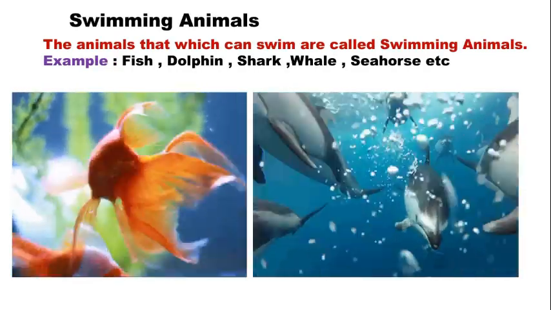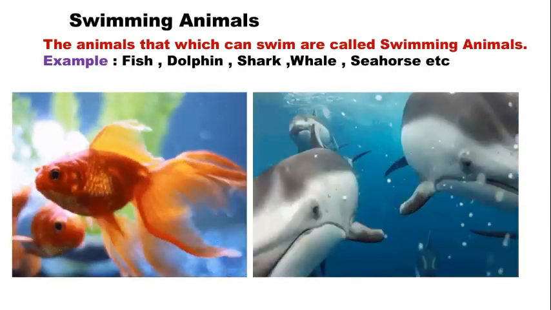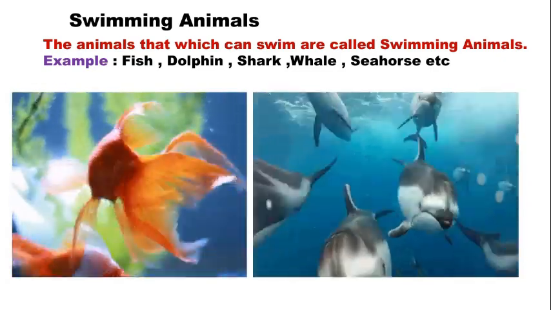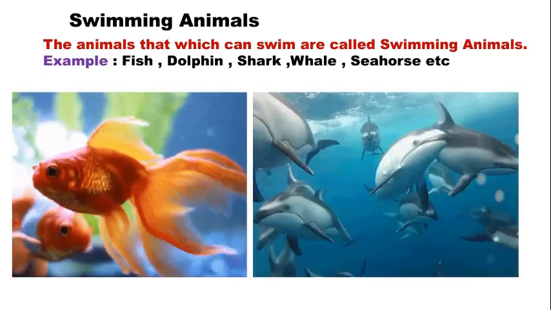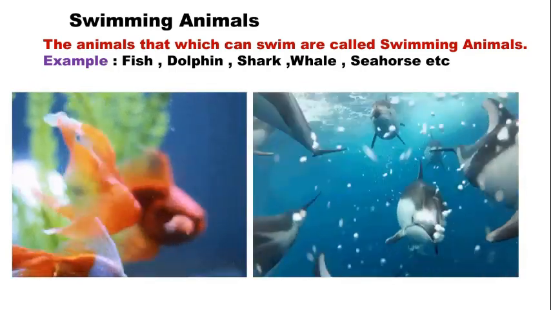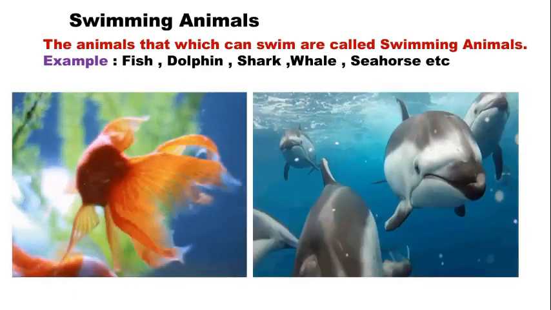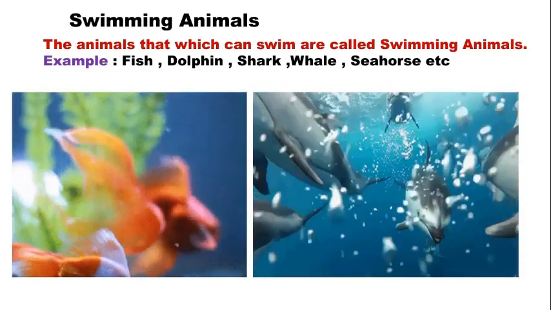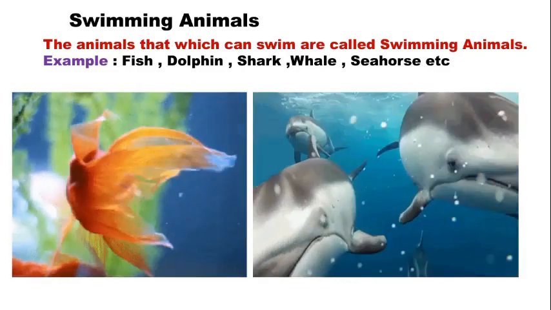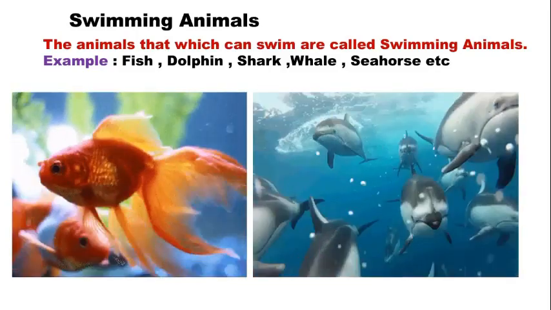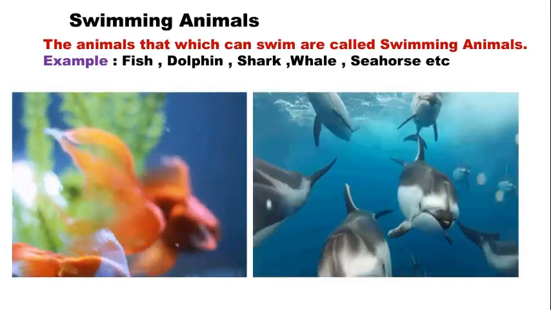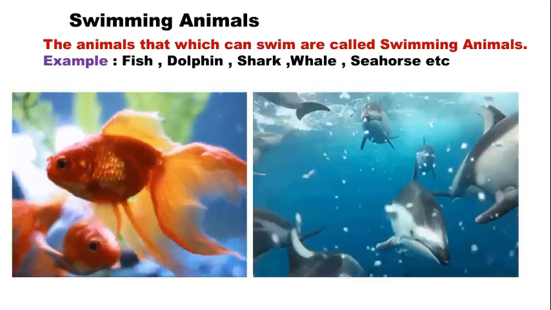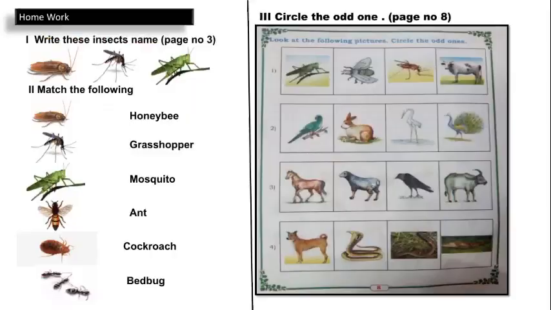So next, move on to swimming animals. So what are swimming animals? The animals which can swim are called swimming animals. So what type of animals will swim? Water animals, children, isn't it? Yes. So, for example, fish, dolphin, shark, whale, seahorse, and still many more swimming animals are there, etc. So in these two pictures, you can see a fish and a dolphin, how they are swimming, isn't it? Yes, this type of animals are called swimming animals.